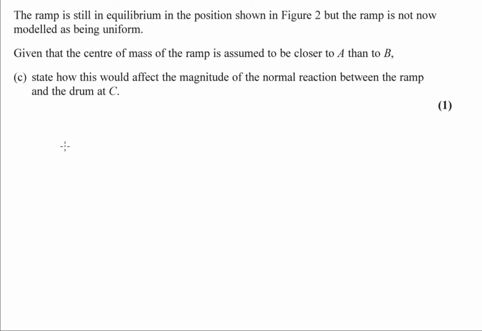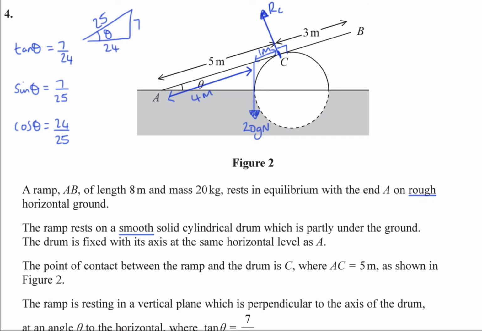Okay, part C, just a quick 1 marker again. It says the ramp is still in equilibrium. Let's look at the picture again. The ramp is still in equilibrium, but the centre of mass is now closer to A. So this 20 G newtons is closer in here. That length is not 4 anymore, it's less than 4.